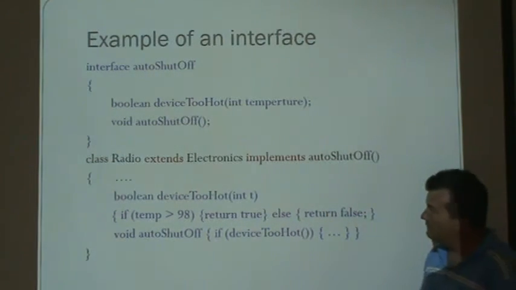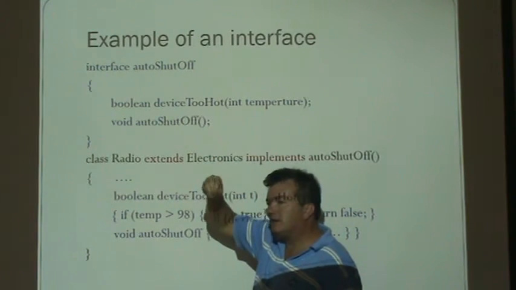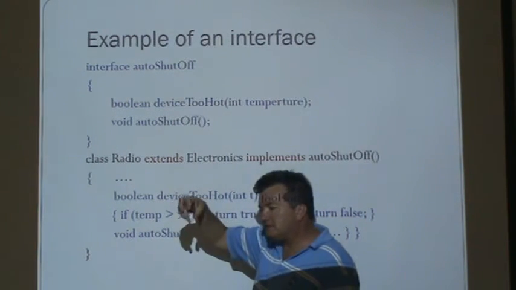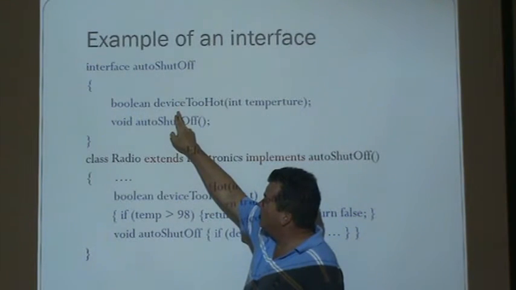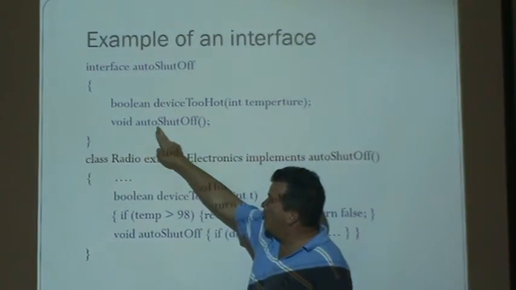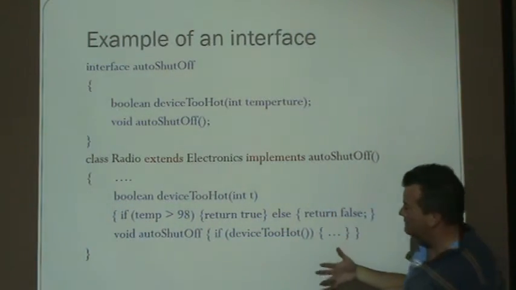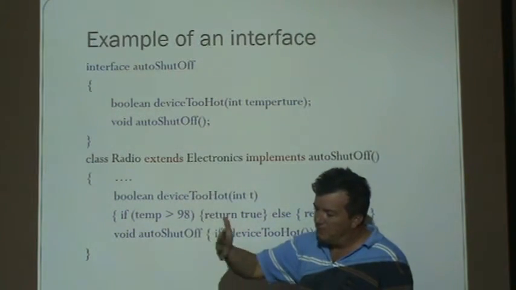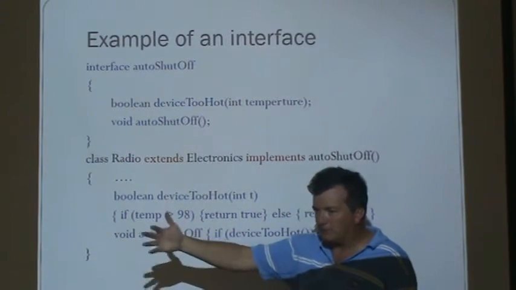So if we wanted something like that, if we wanted every piece of electronics that we make, if we decide this is the type of electronics that should have an emergency shut-off, to have a Boolean method called device too hot, which is either true or false. And if it's too hot, then an auto shut-off should be called. So now what we could do is, for every object that should have an emergency shut-off, we should be able to check: if too hot, shut it off. We'd be able to do this for every class.